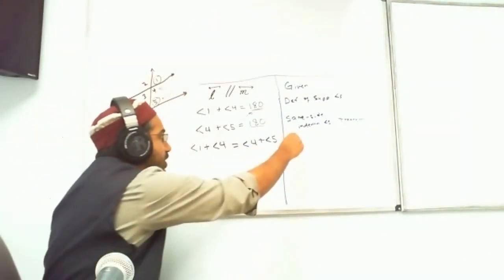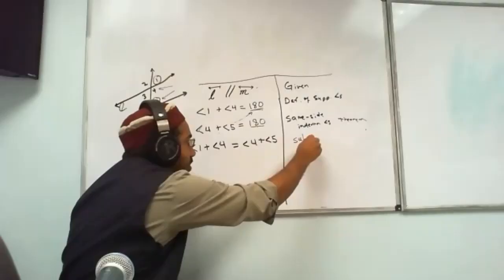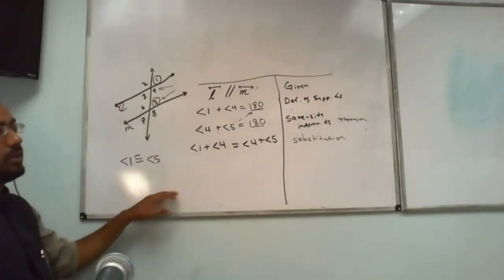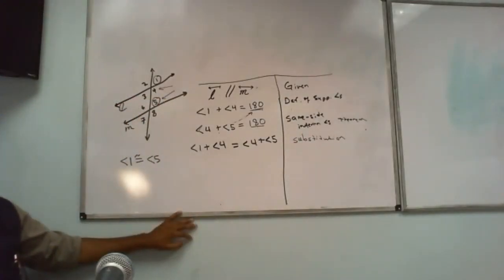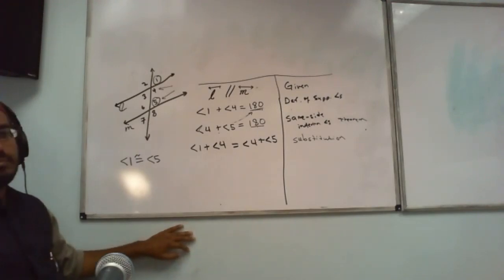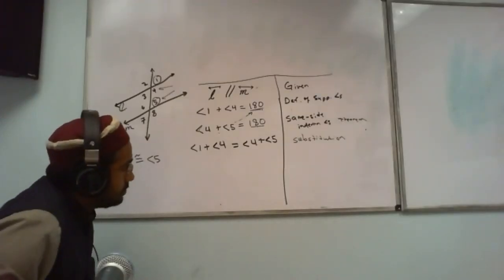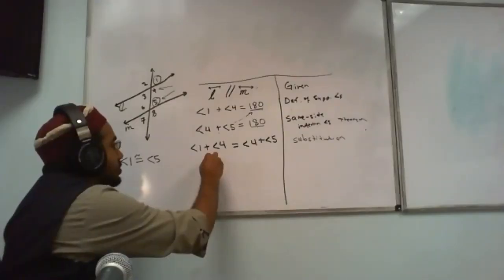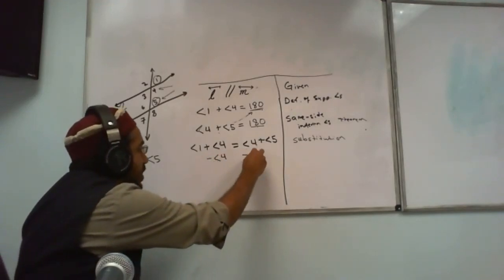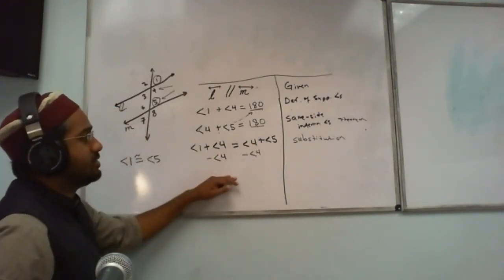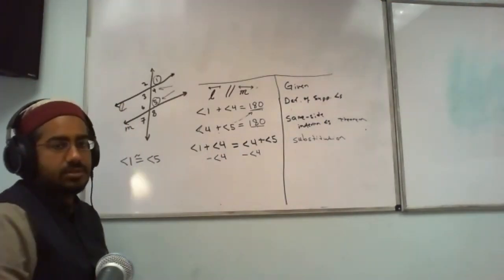All right. So after, you remember, you guys said substitution. So what is the next step? Again, check the goal. What are we trying to do next? Maybe we do, so what if I do this? What if I subtract angle 4 from both sides? What's going to be left if I subtract angle 4 from both sides? Angle 1 equals angle 5.